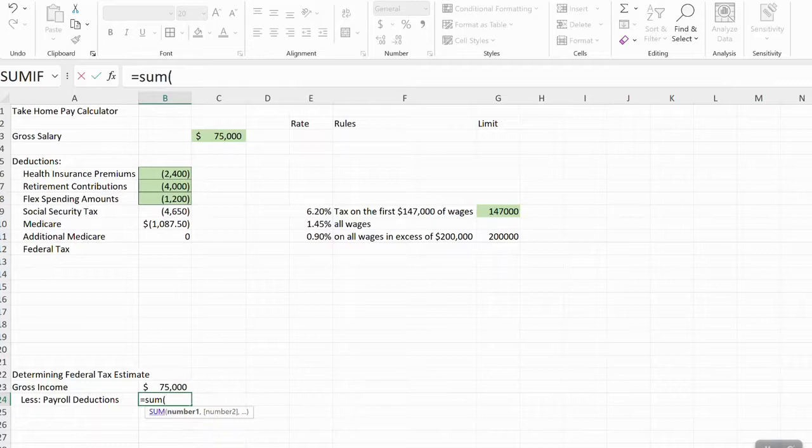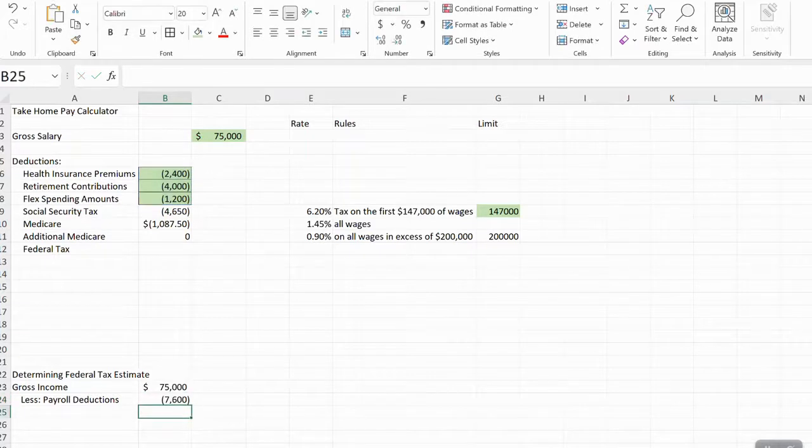So equals, I'm going to sum them all up. I'm going to do equals sum, and you can actually just drag your cursor, or you can type in B6:B8, whatever you want. Then I'm going to close it off, and that's going to sum those three amounts together.